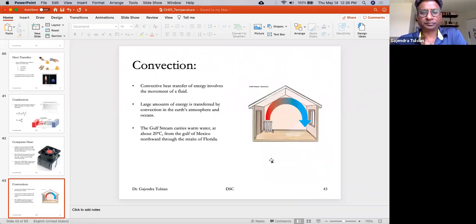Anyway, so here's heat transfer via convection.